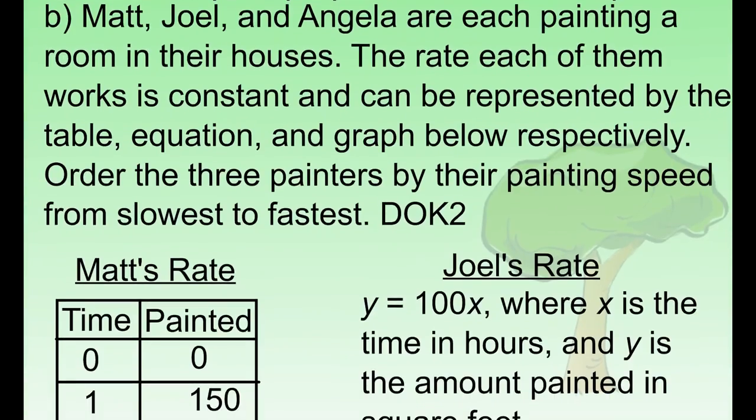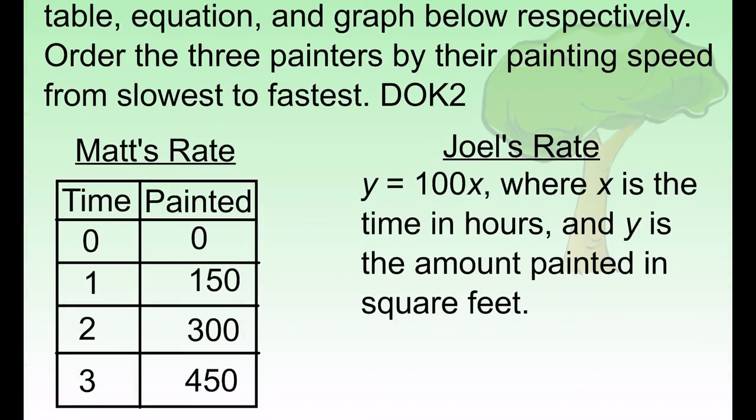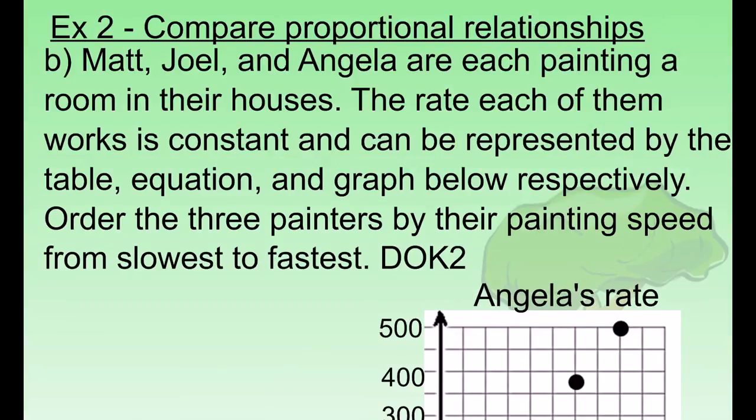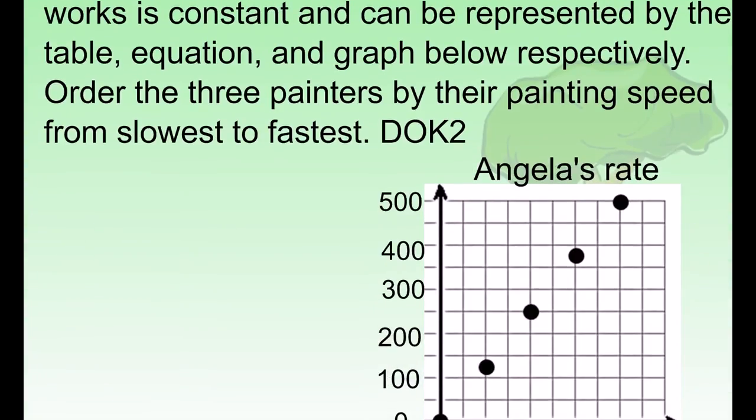Letter B. Matt, Joelle, and Angela are each painting a room in their houses. The rate that each of them works is constant and can be represented by the table, equation, and graph below respectively. Order the 3 painters by their painting speed from slowest to fastest. Okay, so we want to figure out who's the slowest painter and the next slowest and the fastest. And I have Matt's and Joel's, and Angela's is on this page.